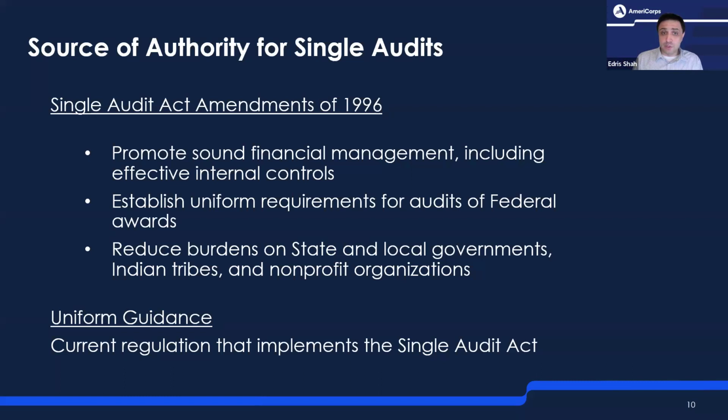And how the Single Audit Act gets implemented, they are all in the uniform guidance. And the uniform guidance itself is the current regulation that implements the Single Audit Act. In summary, subpart F specifically deals with the requirements of single audit and provides critical guidance in several key areas. It establishes the threshold at which non-federal entities are required to conduct either a single audit or a program-specific audit.